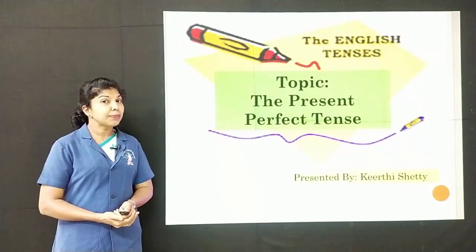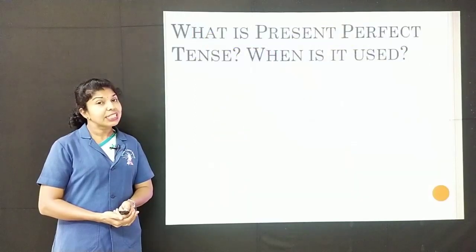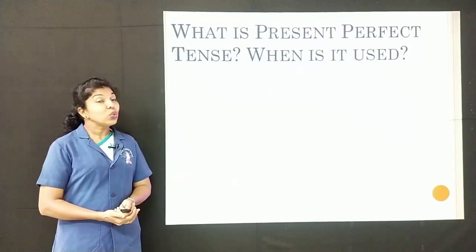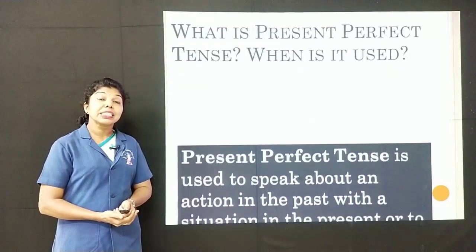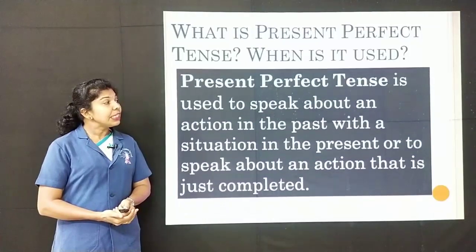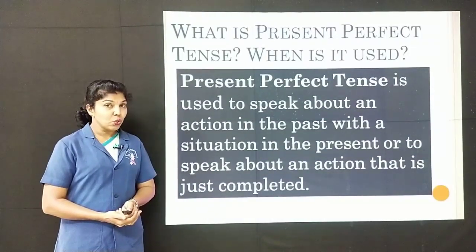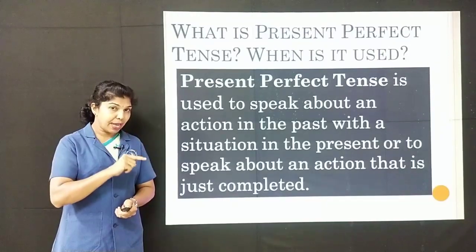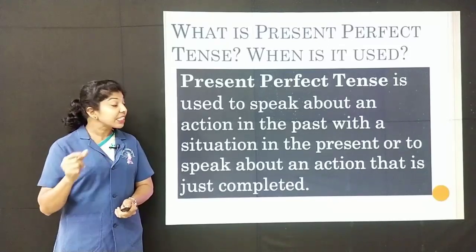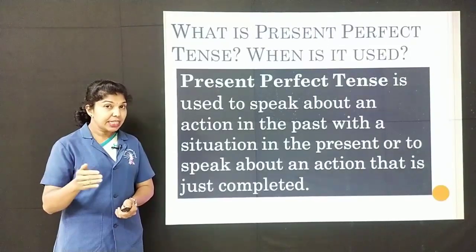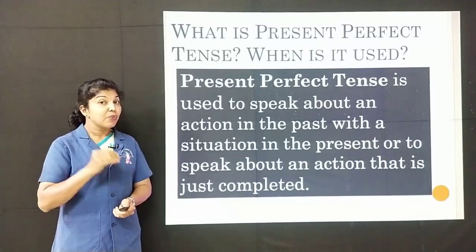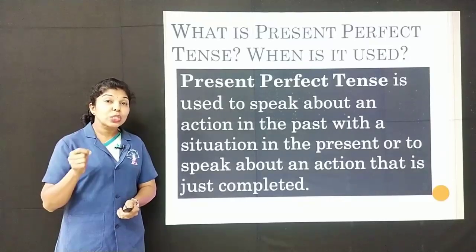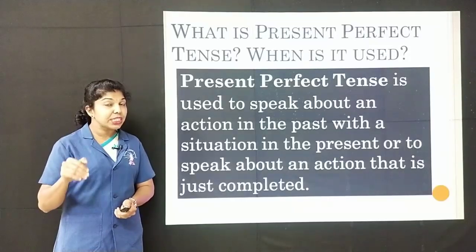Now when I say present perfect tense, what exactly is it? Now let us understand it. When do we use a present perfect tense? The present perfect tense is used to speak about an action which happened in the past and has its connection to the present. It is an action in the past with the situation in the present, and it is also used to speak about something that happened just now.